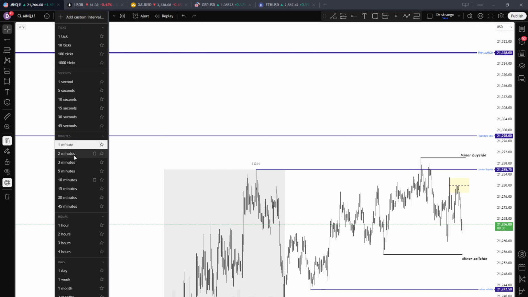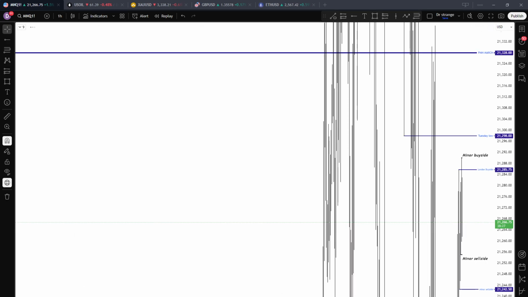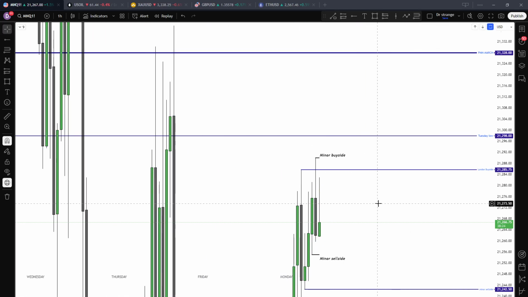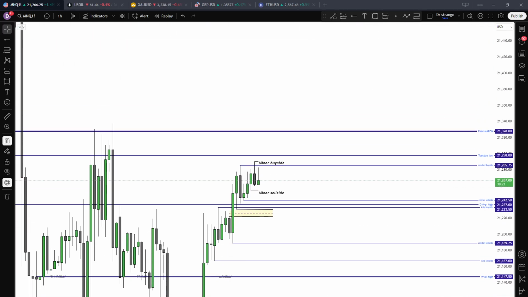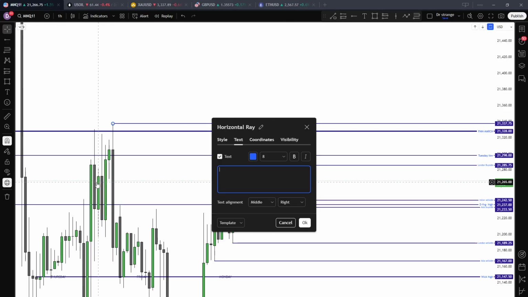You see, 1 hour, high probability targets. One up here, and then this liquidity here, and this high, your sell side. That's like major buy side.